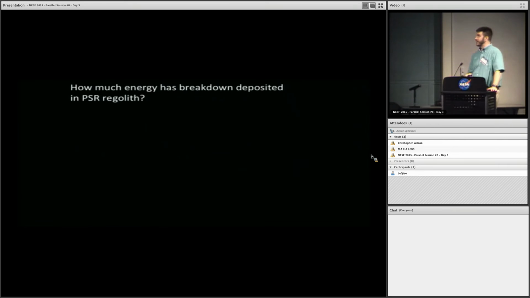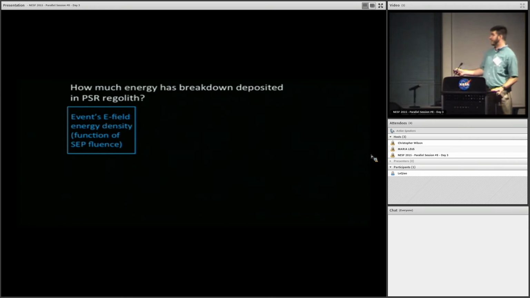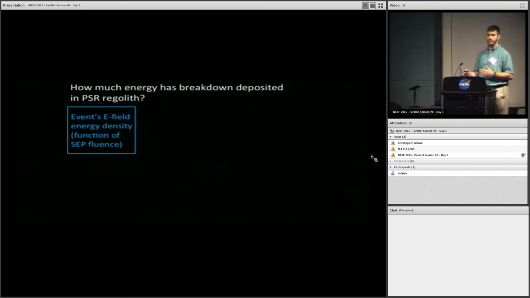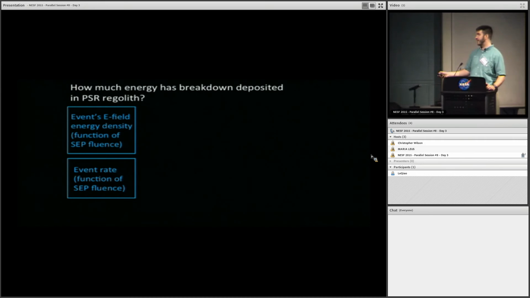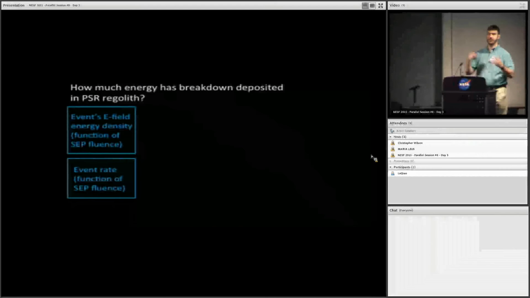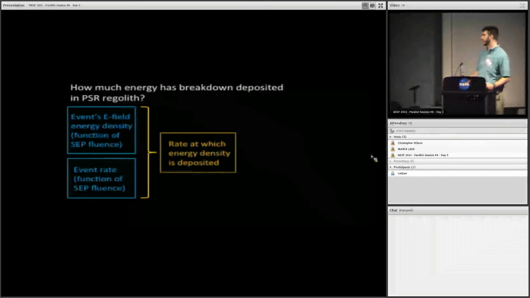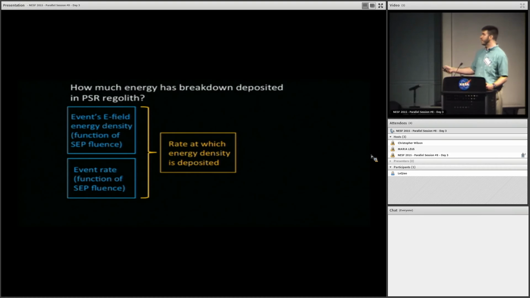So how much energy has breakdown deposited in permanently shadowed regions? And then we'll compare this to what meteorites do, just to give a sense for how effective this might be in comminution. So what we do is we put together the energy density of a given event. That's a function of SEP fluence. So fluence is just time integrated flux. Combine that with the event rate, which is also a function of SEP fluence. Small SEP events tend to happen a lot more often than the really, really big ones that we're interested in, unfortunately. Or maybe fortunately, it's better for astronauts and spacecraft. Combine those, that gives the rate at which energy is deposited into the regolith.